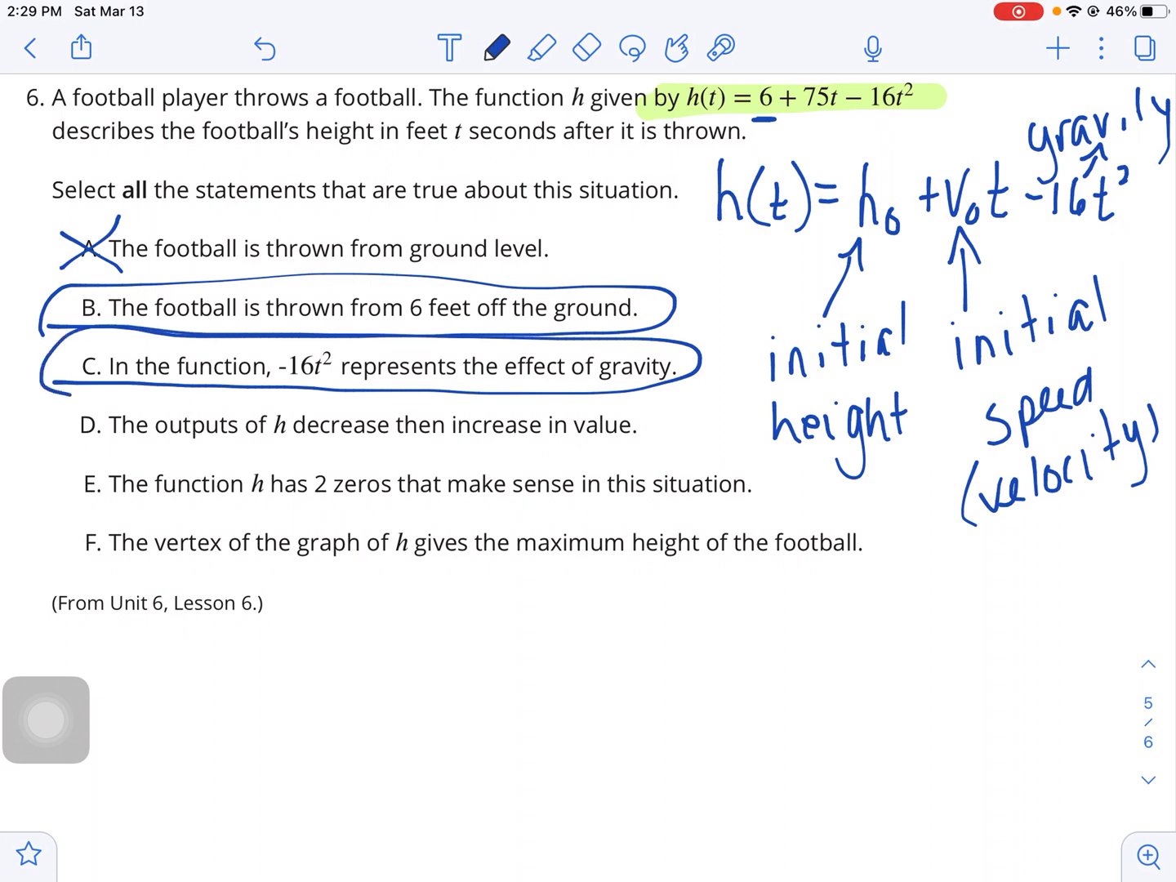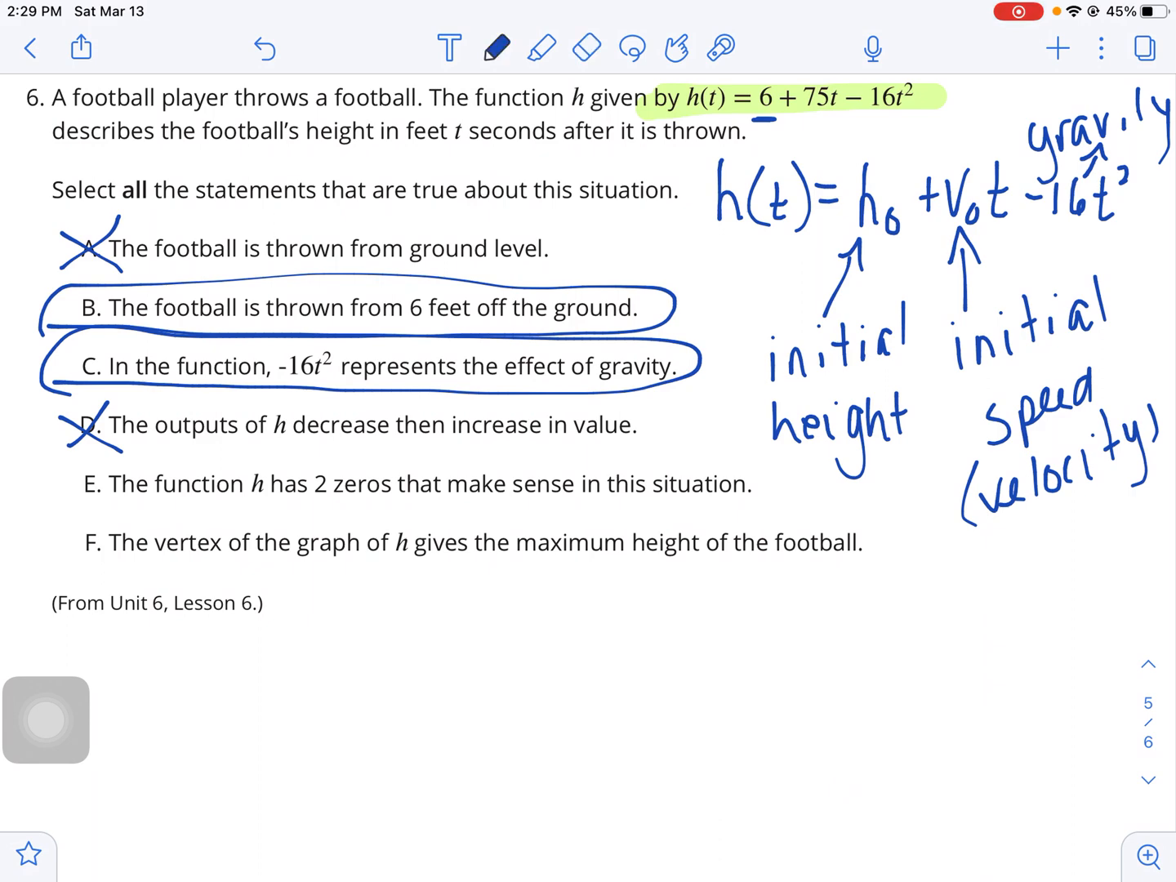Letter D, the outputs of h decrease, then increase. Decrease then increase? No. They're going to increase as time goes on. Wait, I'm thinking of the one before. Let me think about this. The height decreases, then increases in value. Nope, the height above the ground is going to increase and then decrease. So this is the opposite of what's going on with that football.